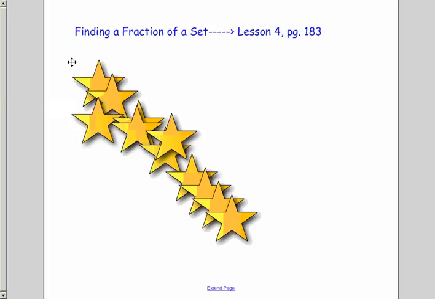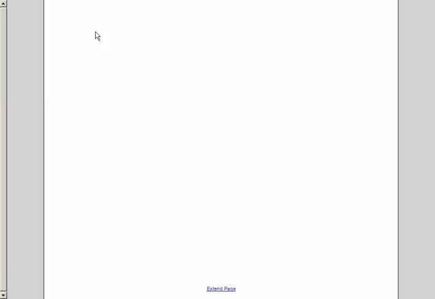What we're going to do today is I just want you to read the top of page 183. It says, here is one way to arrange 12 counters to make equal groups. How many other ways can you find? So how could you split up those 12 counters? Well, you could put them in groups of 4, groups of 3, or even groups of 2.